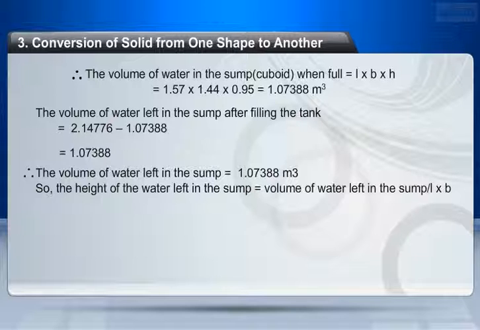Now, let us find the height of the water left in the sump. The height of the water left in the sump is calculated as the volume of water left in the sump divided by the product of its length and breadth. This is equal to 1.07388 by 1.57 into 1.44. This is equal to 1.07388 by 2.2608. On simplification, we get the height of the water left in the sump equals 0.475 meters, which is equal to 47.5 centimeters.